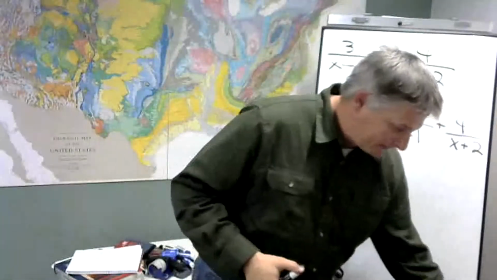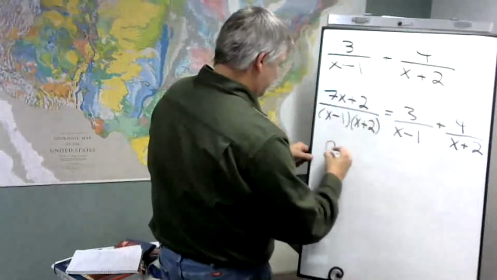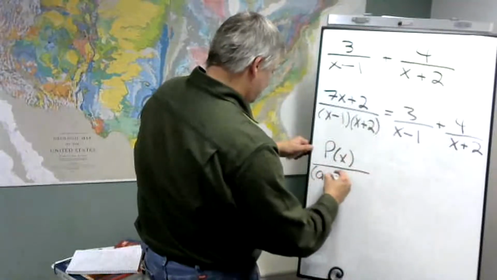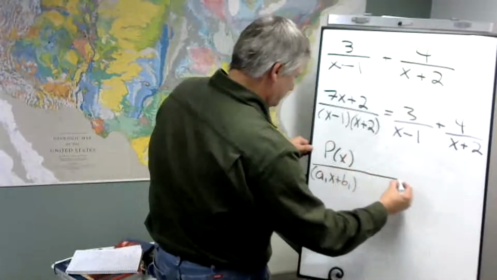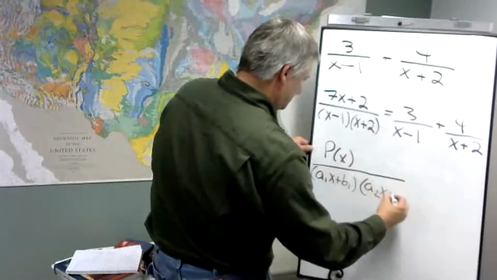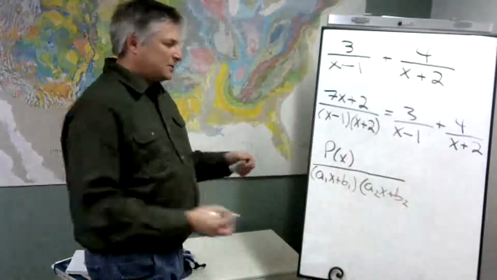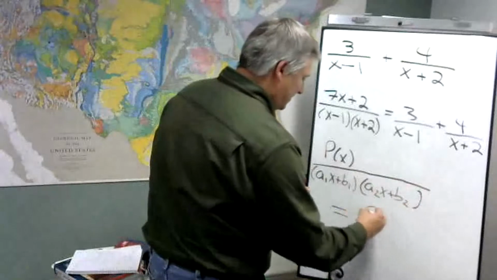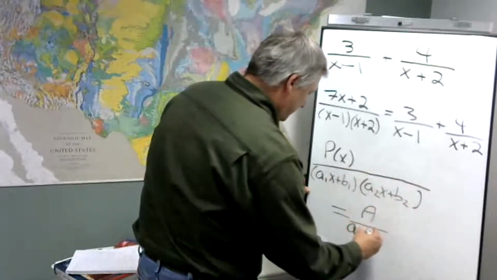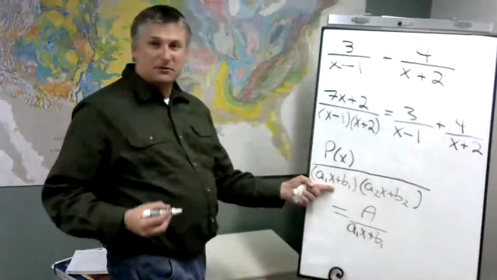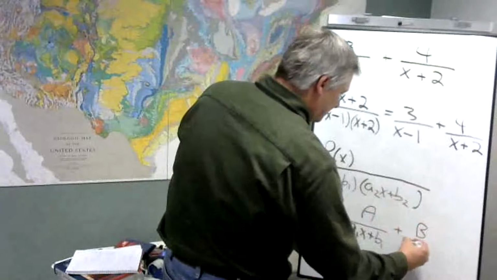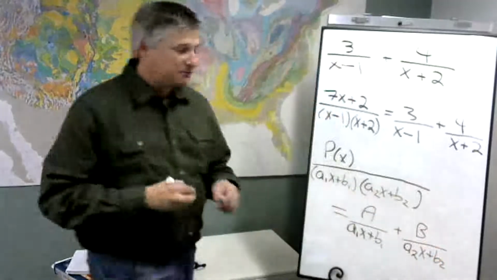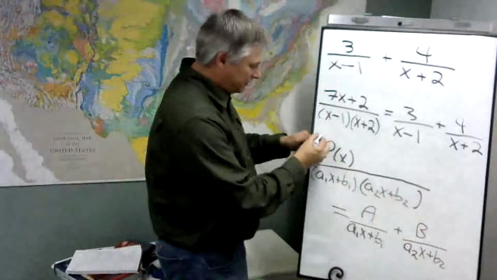And so this is what we have. If we have a polynomial, p of x, over, let's say, a1x plus b1, a2x plus b2, well, this is going to be equal to some constant a over a1x plus b1, in other words, just this factor, plus b over a2x plus b2. And so this is a general formula we can use.